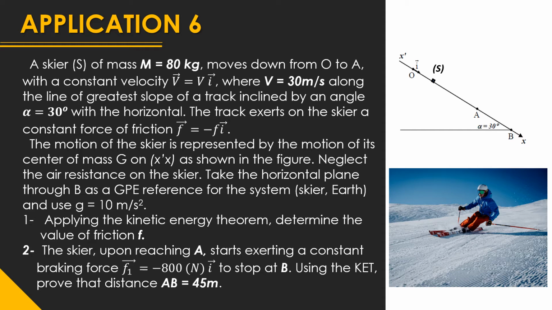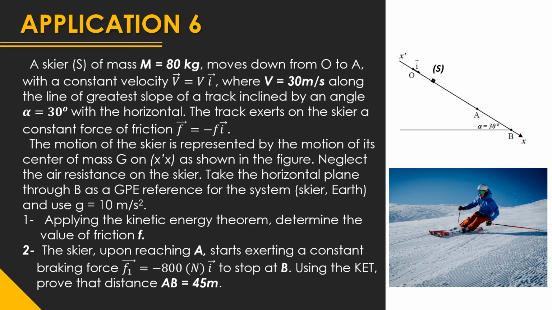Where V is 30 meters per second along the line of greatest slope of a track inclined by an angle of 30 degrees with the horizontal. The track exerts on the skier a constant force of friction, F equals minus F. The motion of the skier is represented by the motion of its center of mass, so that we ignore the dimensions of the skier himself or themselves, as shown in the figure. Neglect air resistance on the skier so far.